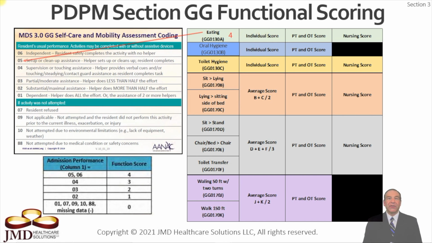Now, these are scored individually. And we say individually because some of them have this average score, where you're going to add them up and divide by 2, add them up, divide by 3, add these up, divide by 2. These go straight across. No averaging, no adding with other ones. They just go straight across. That's what that means. So the individual score would be 4 for both PT and OT and nursing because it's individual.